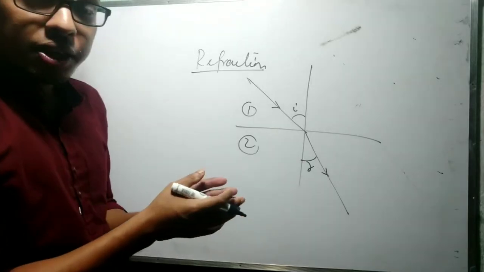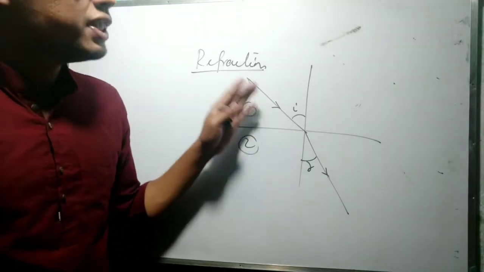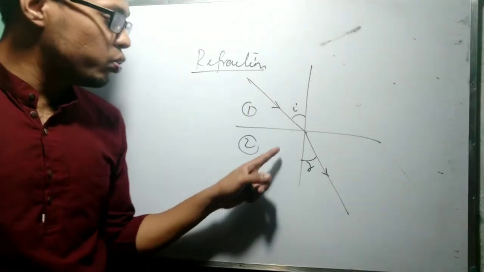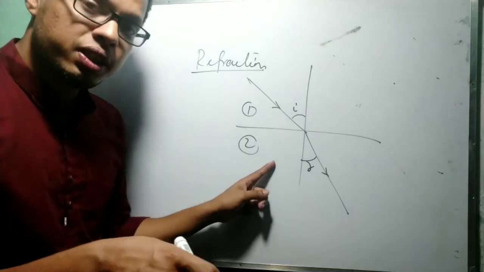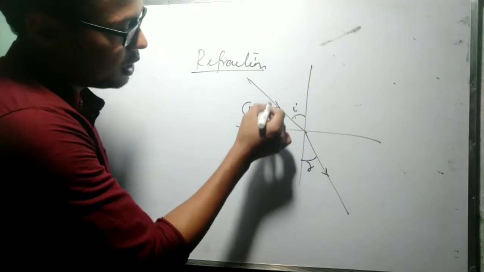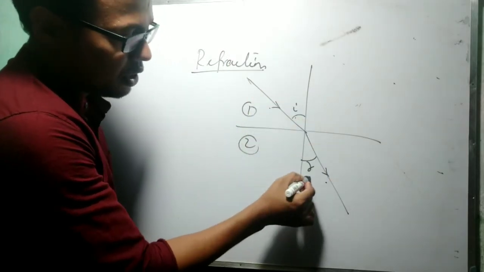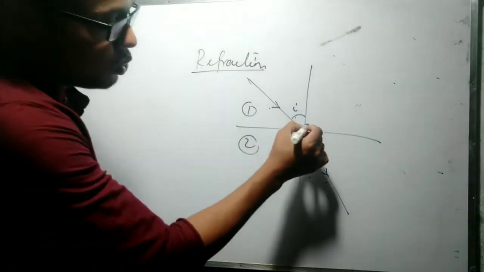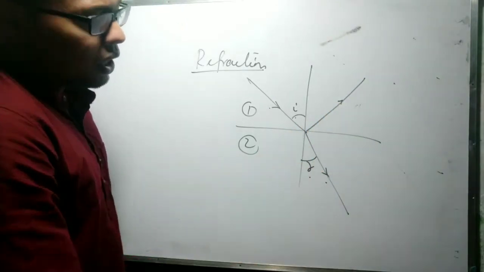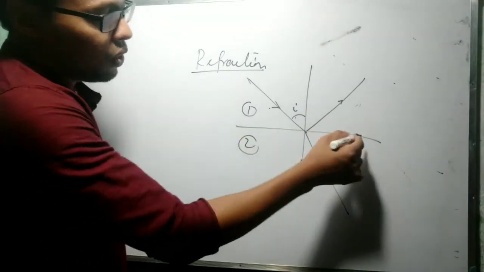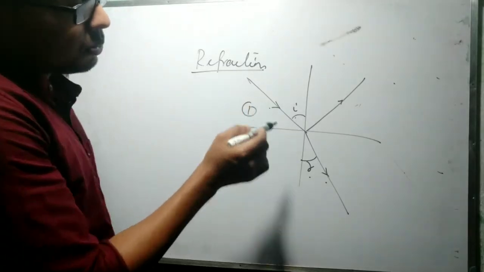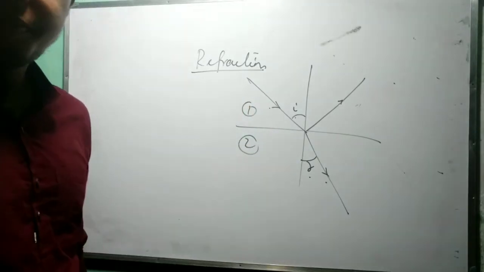As a definition we can say the change in direction of light when it is passing from one transparent medium to another transparent medium due to change in speed is called the refraction of light. So here this is the angle of incidence, this is the incident ray, this is the refracted ray, and this is the angle of refraction. Also some part will reflect, but the maximum part will refract when it is falling on the surface of the two media, coming from one transparent medium to another transparent medium.